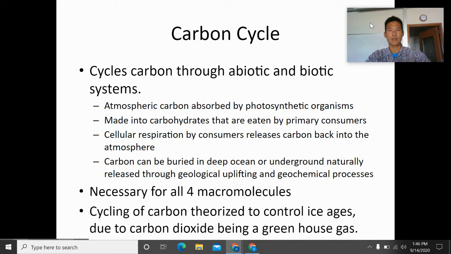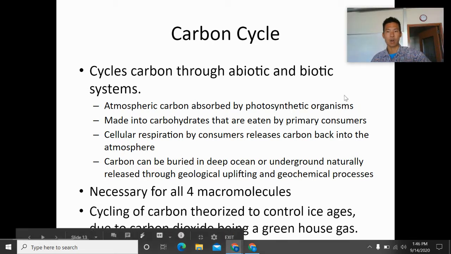All right, now we're going to cover the carbon cycle. Very quickly, here are the words. First, how the cycle works, and then the implications of the carbon cycle.